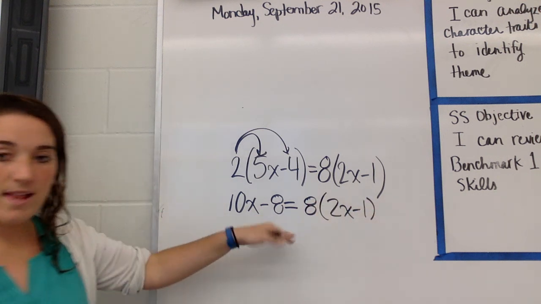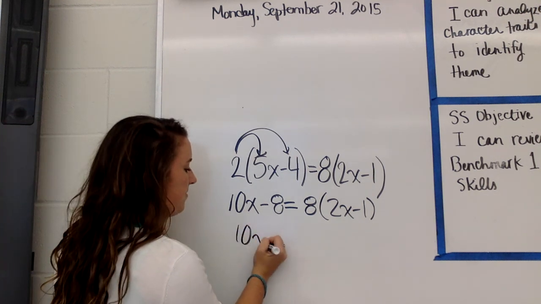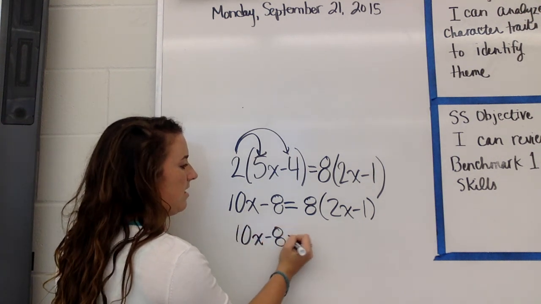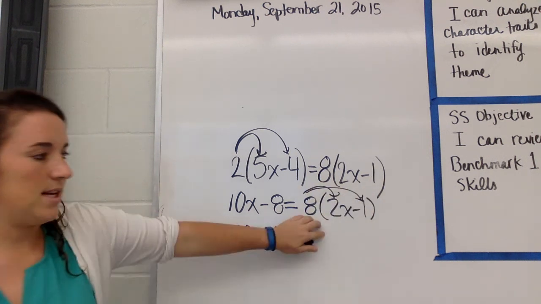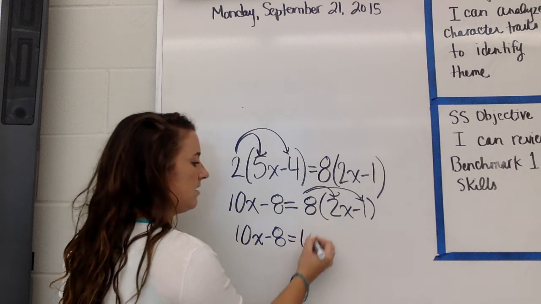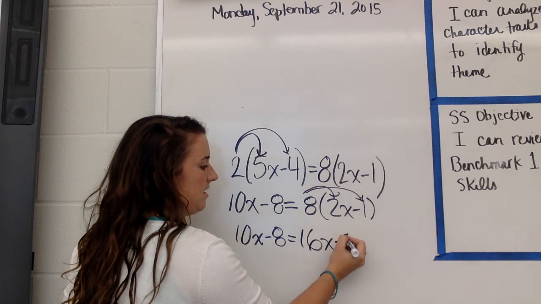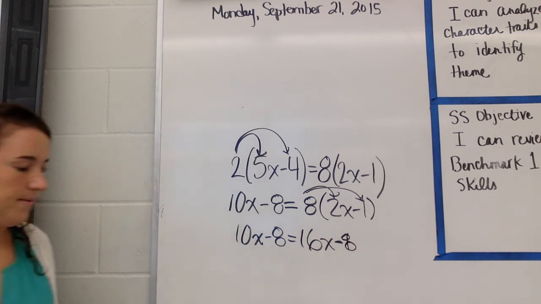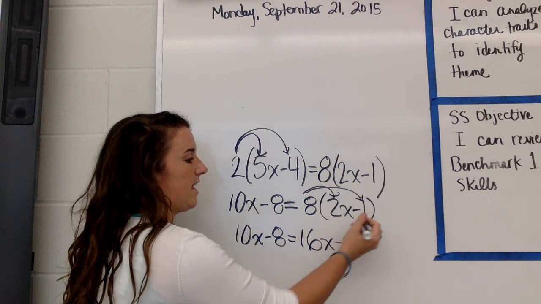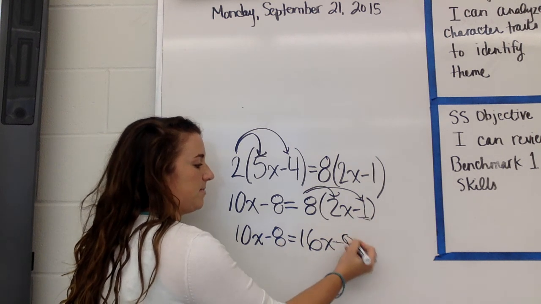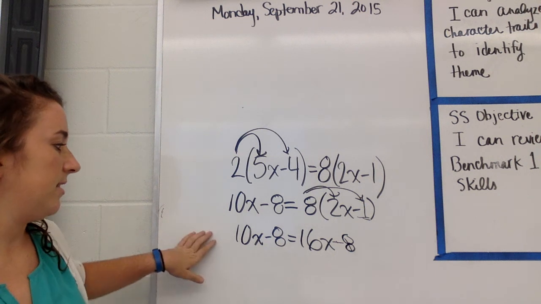Now that we've simplified the left, we need to simplify the right. So 10x minus 8 is as simplified as it will get. Now we can simplify this by distributing again. So you can do 8 times 2x, which is 16x. Keep my sign. 8 times 1, which is 8. Make sure that you're not doing minus 1 like I just did. You need to make sure that you're multiplying that 1 by 8 as well. That's the most common mistake people make when distributing.